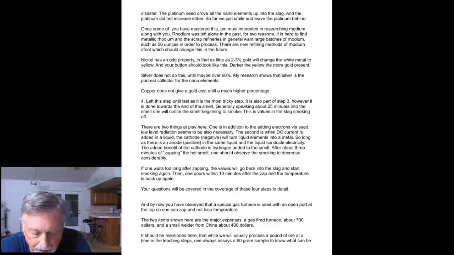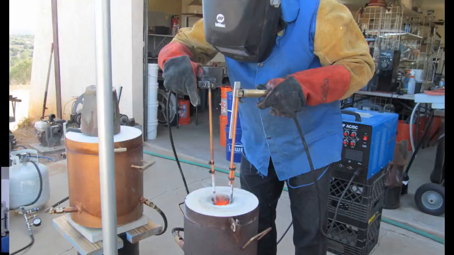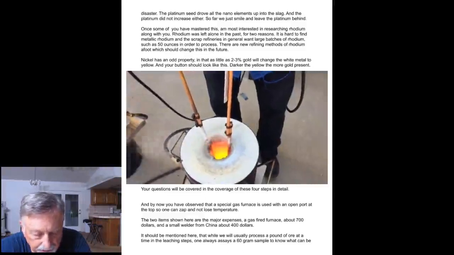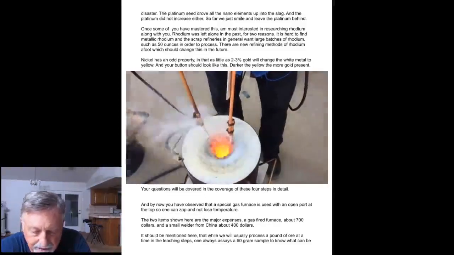There are 2 things at play here. One is the addition to the adding electrons via seed, and low-level radiation seems to be also necessary. I should mention that we're using alpha and beta radiation, and gamma is the dangerous one, so we don't use gamma. The second is when DC current is added in a liquid, the cathode, negative, will turn liquid elements into a metal, so long as there is an anode, or positive, in the same liquid, and the liquid conducts electricity. The added benefit of the cathode is hydrogen added to the smelt.